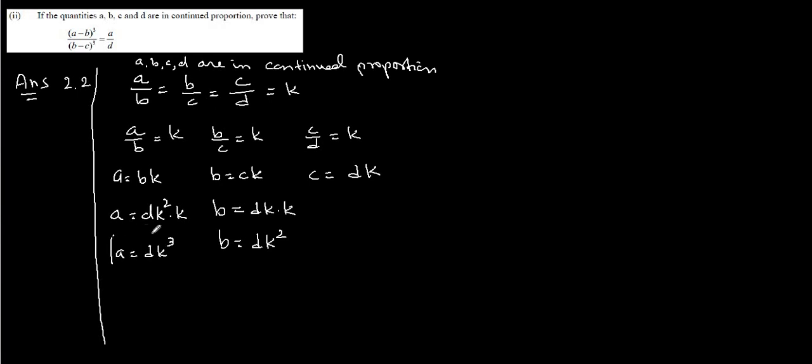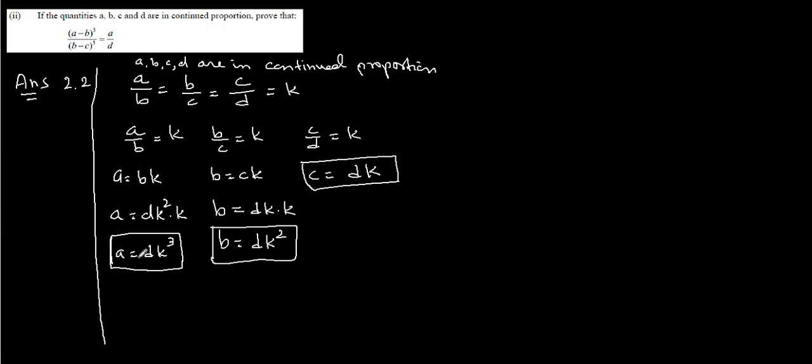Make a box so that you understand the values that you have obtained after replacing the other values, and here you get A, B and C. So finally your answer will be obtained in D, because A is replaced by dk cube, B is replaced by dk square, and C is replaced by dk. Now let us begin here.